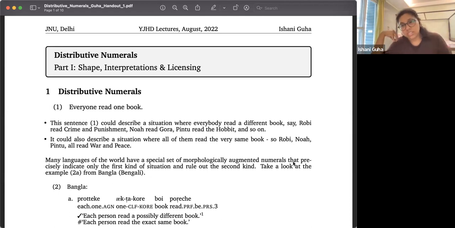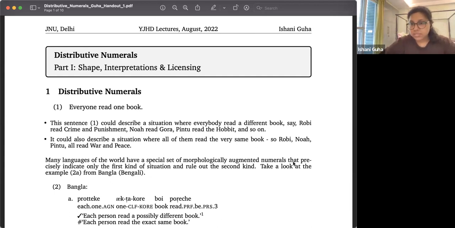The other situation in which sentence one can be true is that each and everybody read the very same book. So Robi, Noah, Pintu, and Aisha, everybody read War and Peace. These are the two situations in which minimally sentence one can be true.